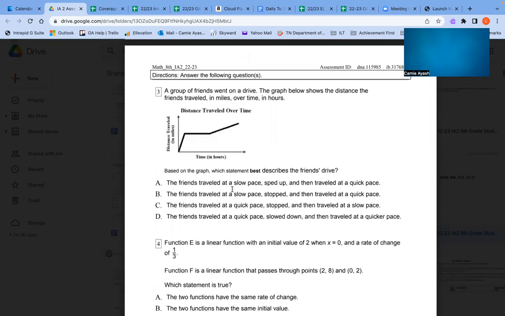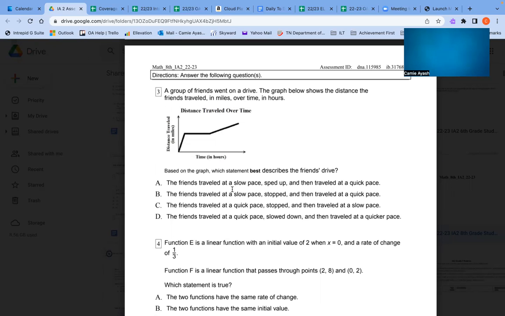Number 3, a group of friends went on a drive. The graph below shows the distance the friends traveled in miles over time in hours. Based on the graph, which statement best describes the friends' drive? A, the friends traveled at a slow pace, sped up, and then traveled at a quick pace.